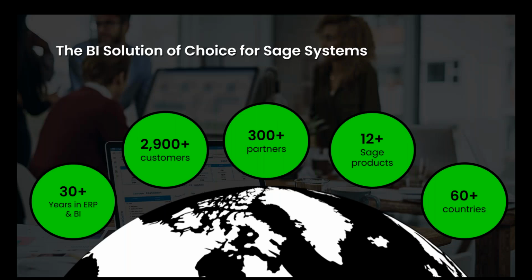Taking a look at a business overview of who is Sage Enterprise Intelligence, who is Nectari, also known as Nectari for some of the ERPs that we integrate with. We've been in business for over 30 years. We have over 2,900 customers around the globe. We're integrated with over 12 Sage product lines and are represented by more than 300 partners.